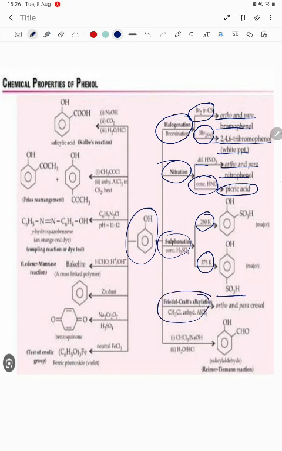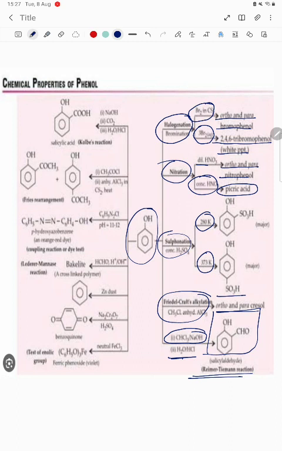Friedel-Crafts alkylation, ortho and para cresol it will give. But if you are treating with chloroform and NaOH, and then hydrolyzing, it is going to give salicylaldehyde. The reaction is called Reimer-Tiemann reaction, right?